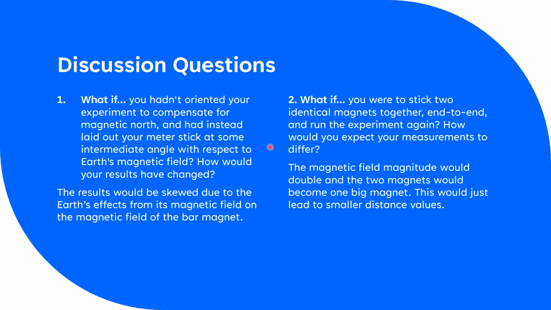And for the second question, if there are two identical magnets stuck together, then that would just become one big magnet, and this would lead to smaller distance values. But overall, getting the magnitude and everything would be the same because the direction wouldn't change. And ending that discussion, that concludes my lab.